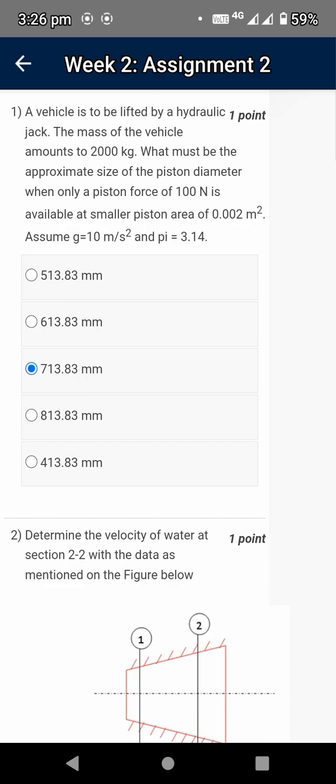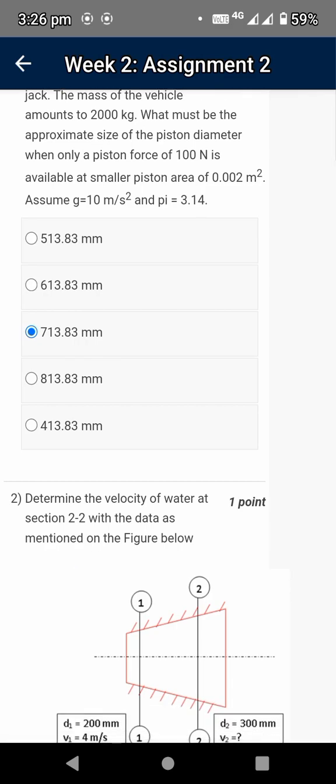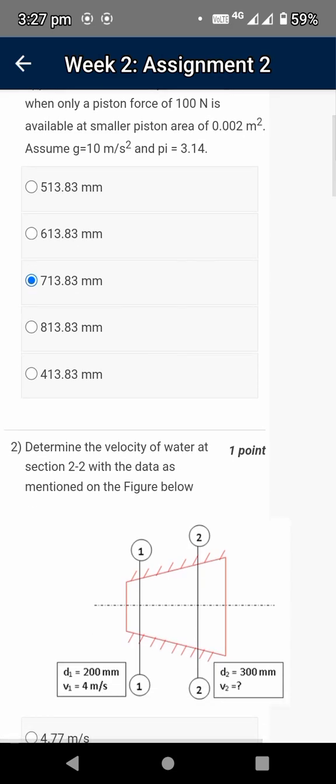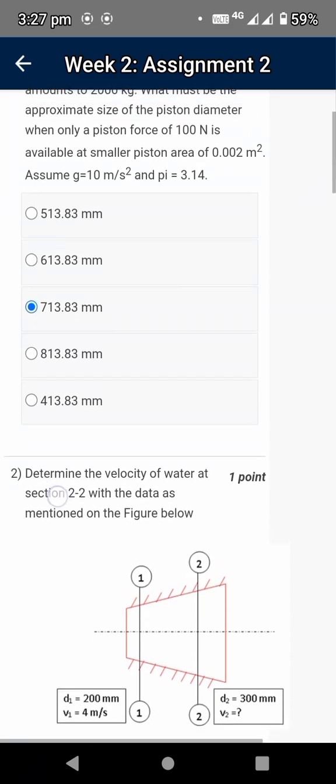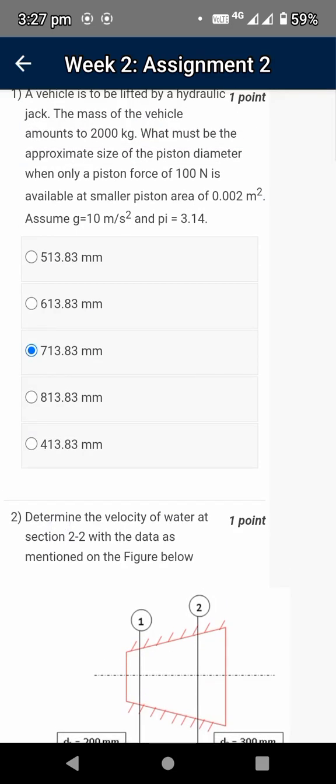While applying these conditions, F1 by A1 is equal to F2 by A2. A2 is the only unknown parameter, so we can find that out. I got the value 0.4 meter square. So after applying the values, A2 is equal to 0.4 meter square.